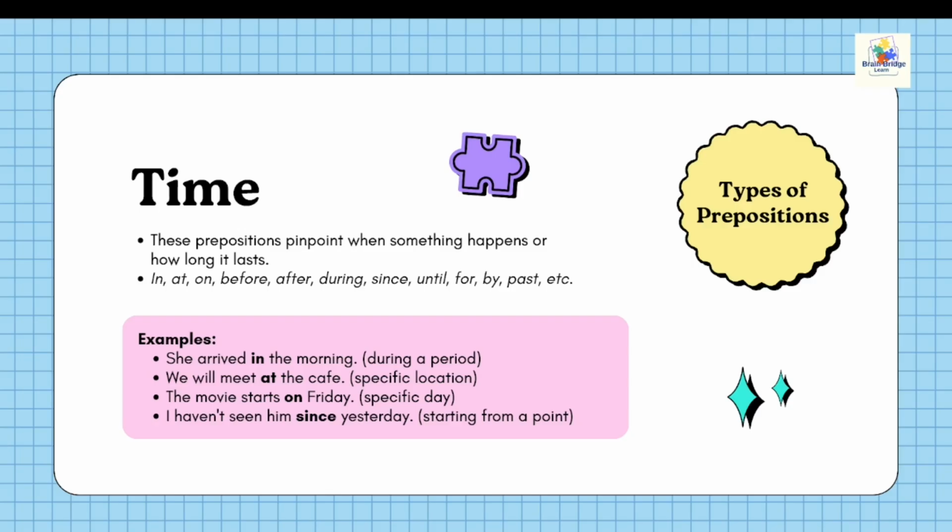So, we will meet at the cafe. Here it is telling about a specific location, that there only we will meet. Neither at the park, nor at the house, but at the cafe. The movie starts on Friday. Specific date. Here it doesn't say that if the movie starts on Friday, then we'll go on Thursday or on Sunday. We'll have to go on Friday to see the movie.